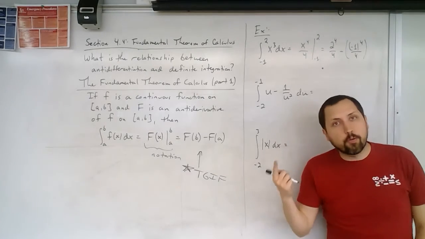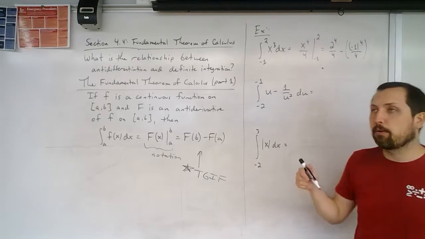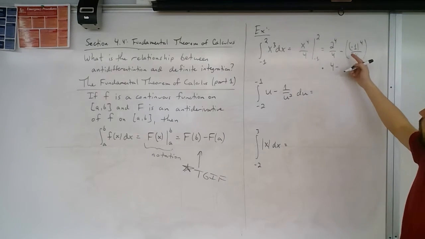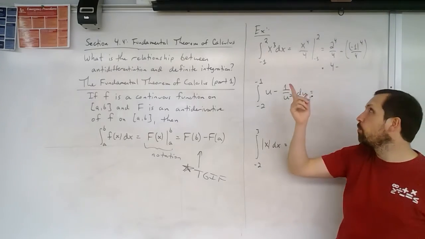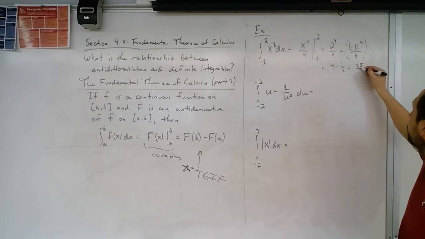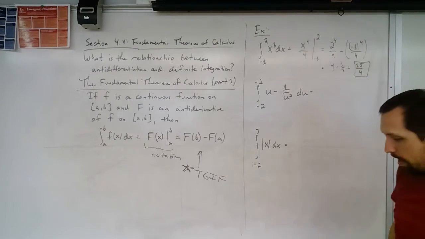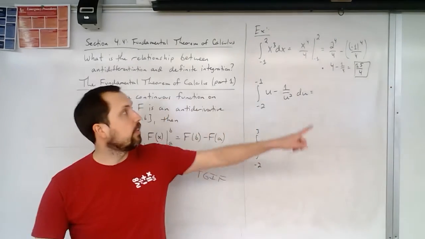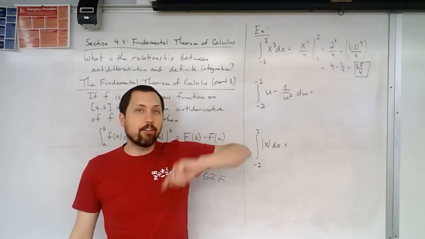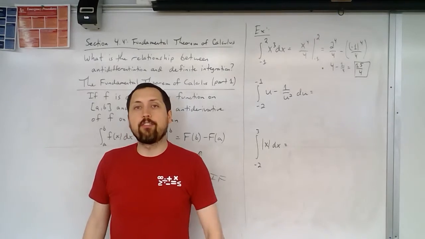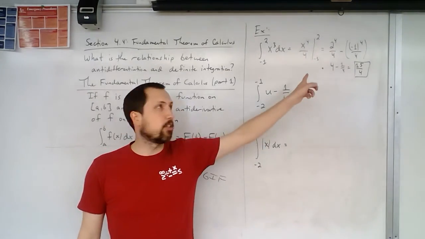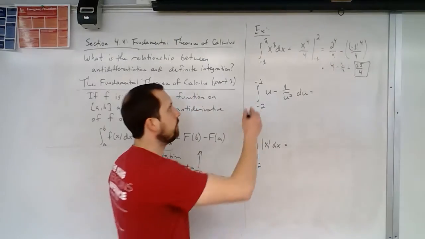And so 2 to the 4th is going to be 16. Divide that by 4, you get 4. And this is a 1/4, because -1 raised to the 4th is a positive 1. So this is going to be minus a 1/4. So this becomes 15/4. And if you wanted to, you could draw the curve of x cubed, find the net areas, and see that it's still going to be 15/4. So the fundamental theorem of calculus allows us to do integrals this way.